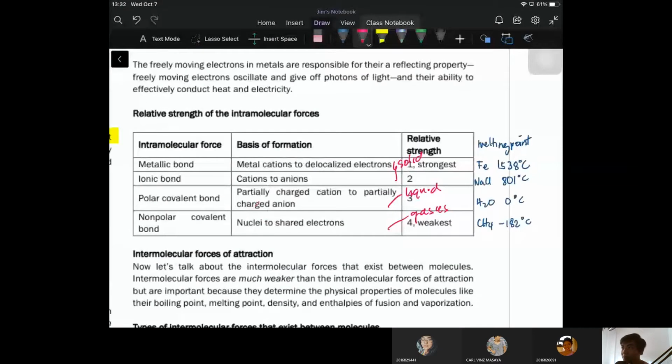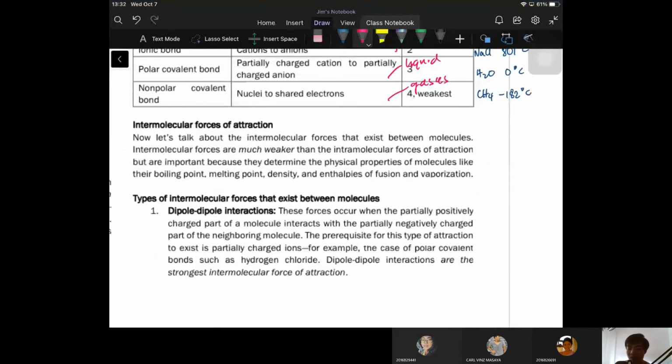So, that's the intramolecular forces of attraction. Next one, let's proceed with the intermolecular forces. Again, one molecule to the other molecule. So, we are not pertaining to chemical bonds. Inter na kasi, one molecule to the other molecule. For intermolecular forces of attraction, tatlo lang yan. These are the types of intermolecular forces that exist between molecules.